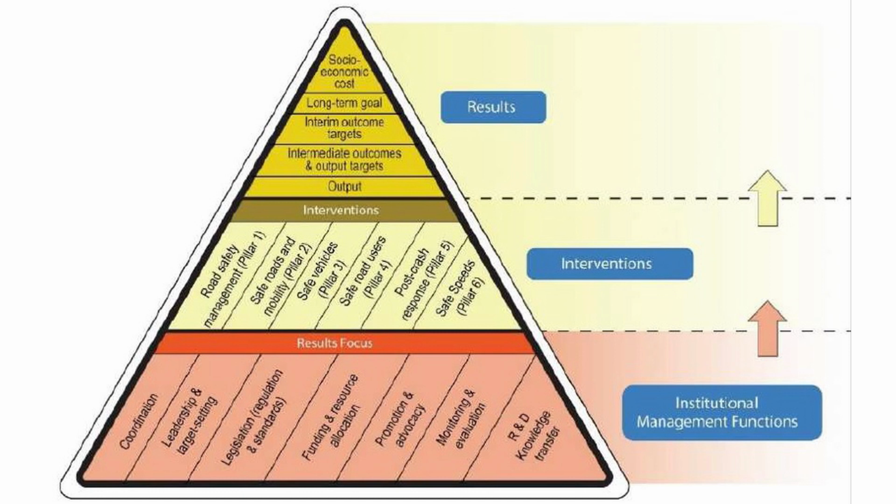This pyramid has 3 layers. In the lower layer of the pyramid, there are essential functions that without performing these measures, the efficiency of implementing the middle layer interventions will be reduced. These institutional management functions include coordination, leadership and target setting, legislation and regulation, funding and resource allocation, promotion and advocacy, monitoring and evaluation, and R&D and knowledge transfer. If the bottom and middle layer activities are implemented correctly, we could be hopeful to achieve the outputs and goals set in the top layer of the pyramid called the results layer.